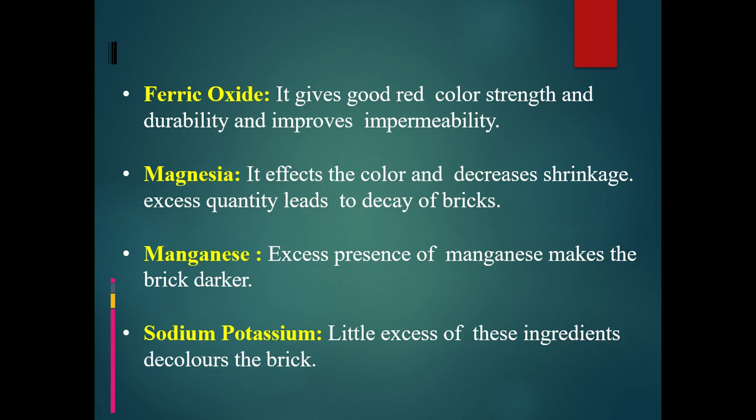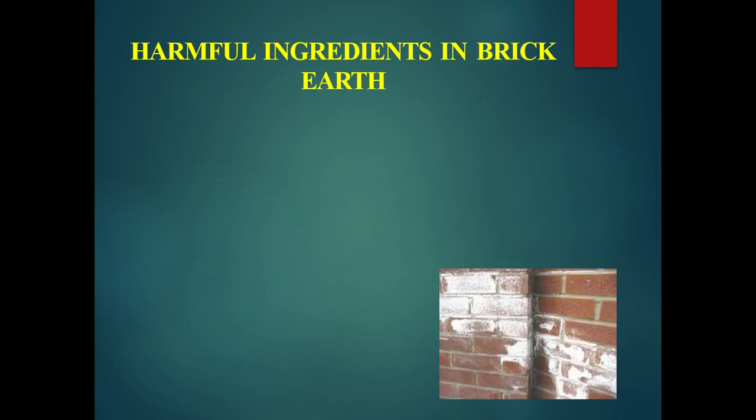And next we have sodium and potassium alkalis. These are basically called alkalis. Remember, these alkalis will try to decolor your bricks, meaning they make your bricks look lighter than the original color. And you can see in the diagram, the white patches formed on the bricks are due to these alkalis. So whether you take stone or brick, one has to be careful with the alkali content.